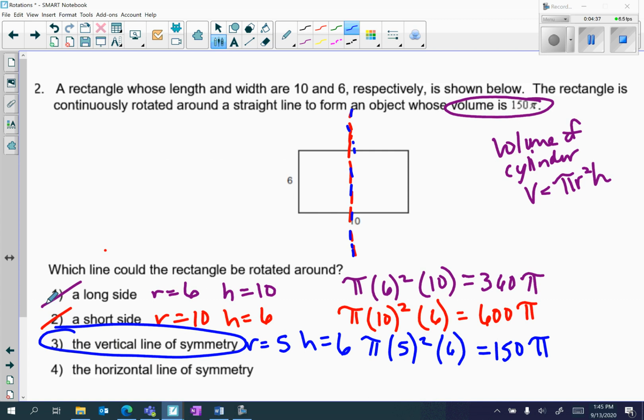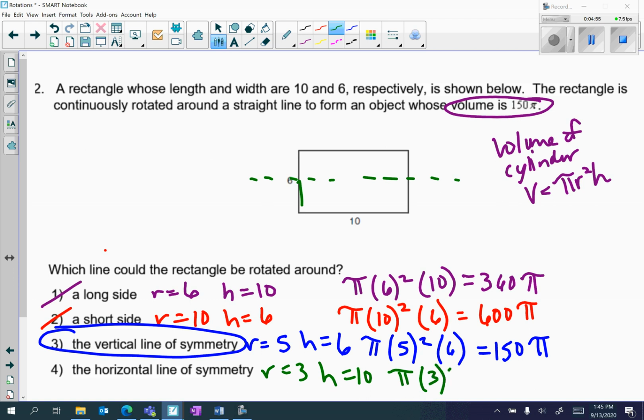Now I also want to show you why answer choice 4 does not work. So let's discuss that quickly. The horizontal line of symmetry would be this way, which means my radius would be half, which would be 3, and my height would be 10. So pi times my radius, which is 3 squared, times 10. 3 squared is 9. 9 times 10 is 90. So this would give me 90 pi. So again, my answer choice would be 3, the vertical line of symmetry. This is a difficult question because you have to look at each answer choice very carefully based on the diagram.